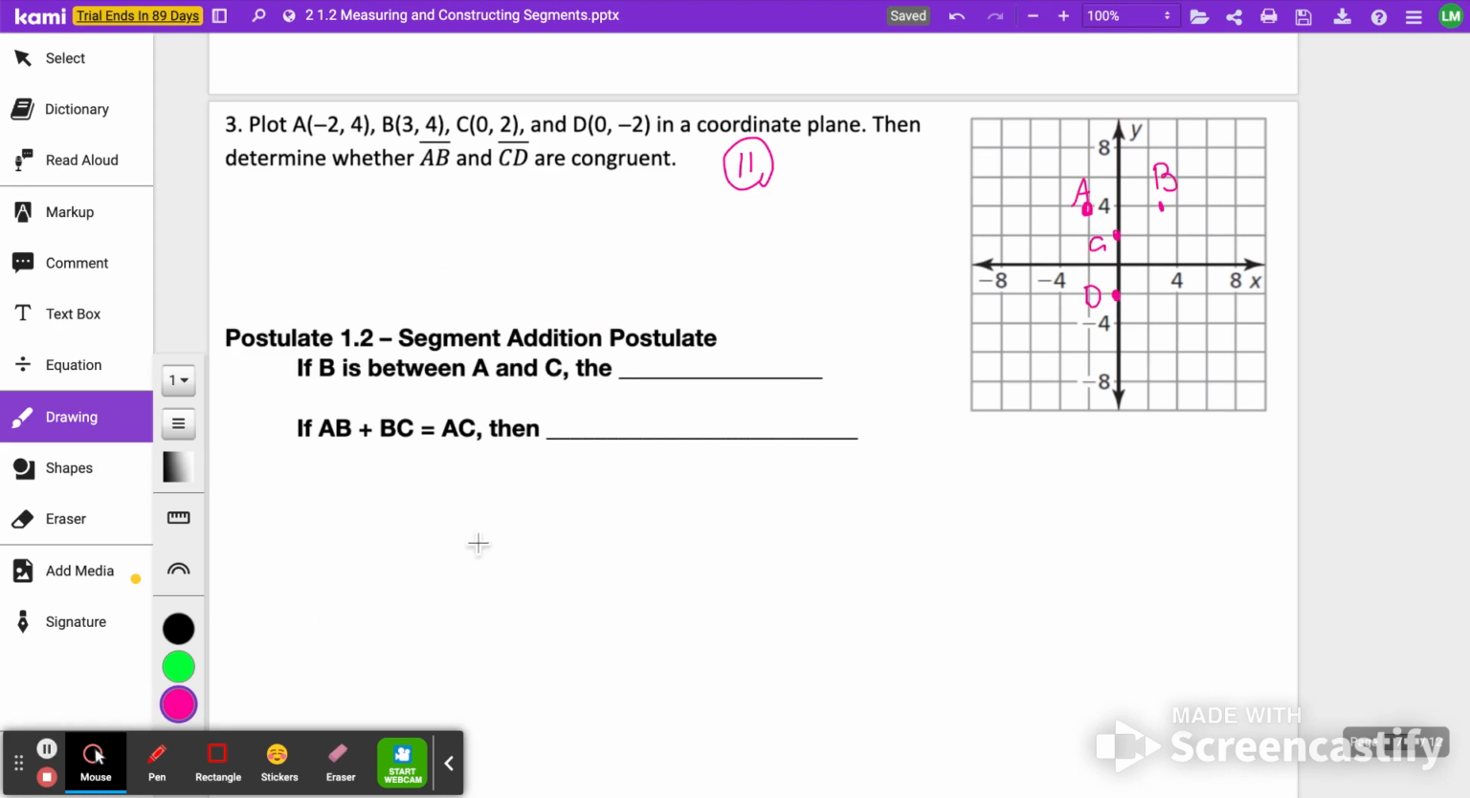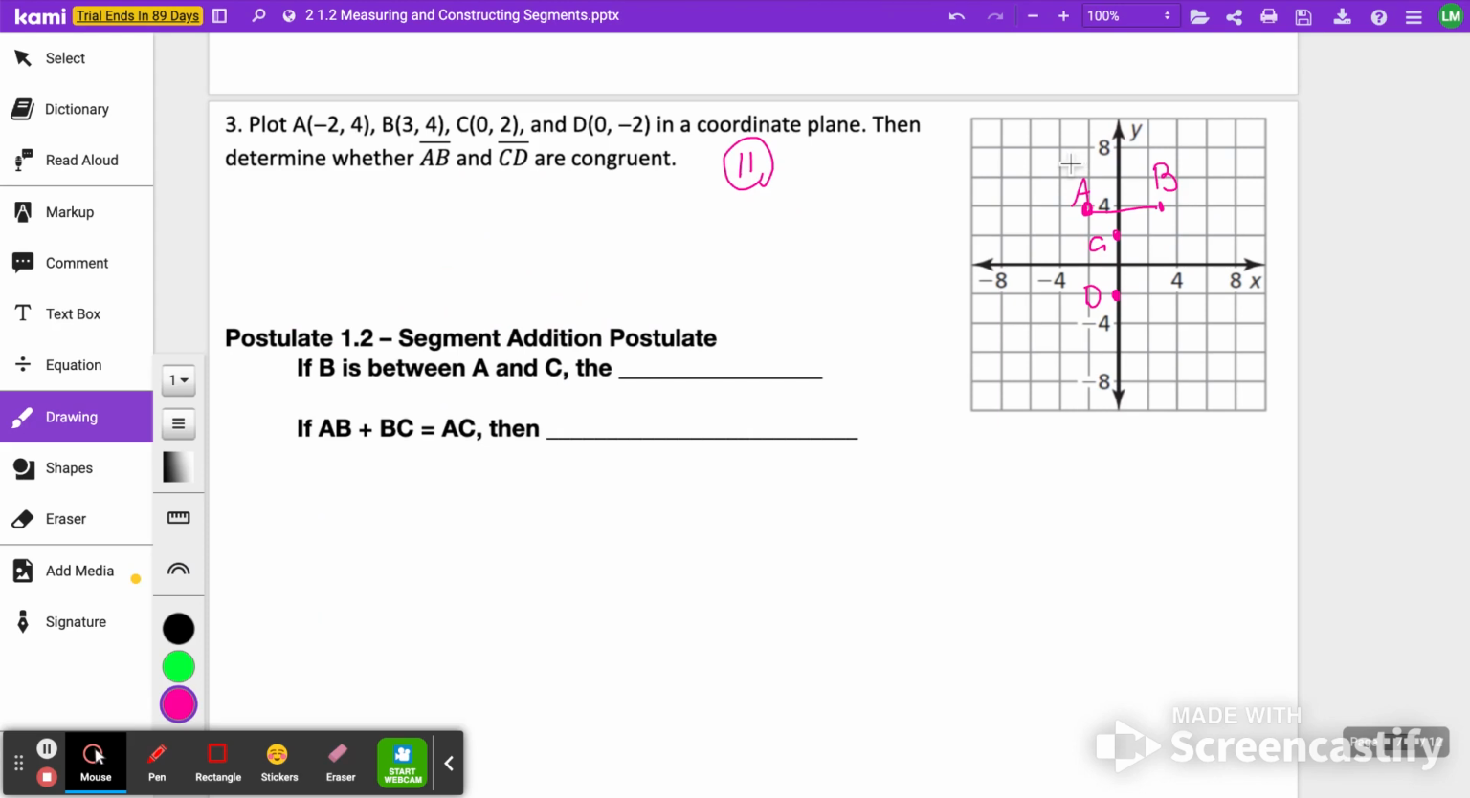All right, here are those points. Make sure you've got them plotted correctly. Now you want to determine if segment AB is congruent to CD. Let's start with AB. Again, remember these are in intervals of 2. That's what a lot of times will trip people up. So make sure that you're counting up by 2s for every line, or a half line would be a 1.